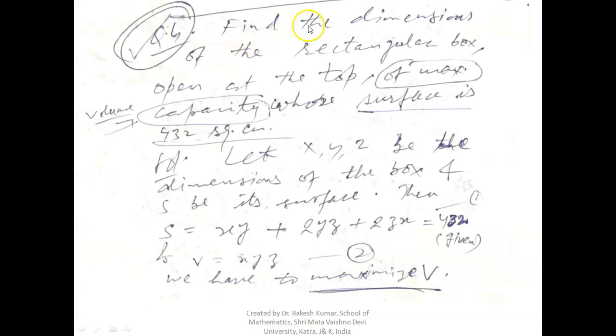And the next question, find the dimensions of a rectangular box open at the top of maximum capacity. Capacity means volume, whose surface is 432 square centimeter. So let x, y, z be the dimensions of the box and s be the surface. Then the surface area is given by this equation. Because it is open at the top, that area will not be considered, otherwise the other surfaces' areas will be multiplied by 2. And we get this, and v is xyz, and we have to maximize this v.